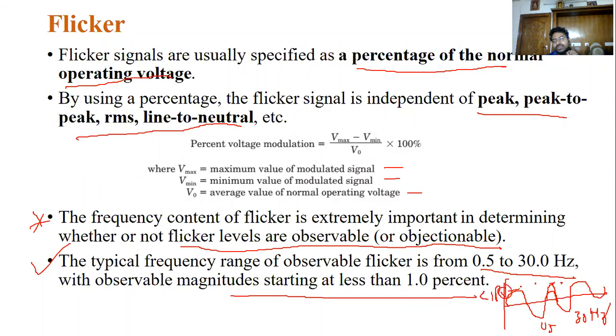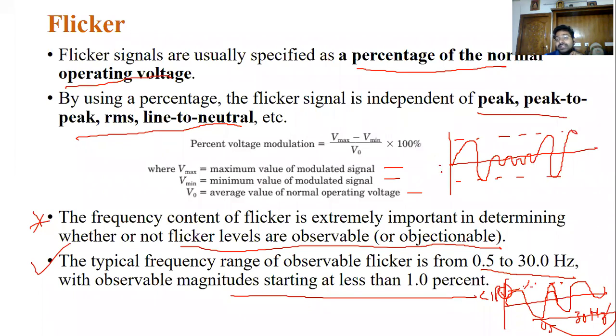Sorry, it is not pu, less than 1%. The magnitude level is less than 1%. And at that time we will get this. So we can observe the low voltage level. This is nothing but the low voltage level. Remember, low voltage levels. So this is the standard low voltage level.